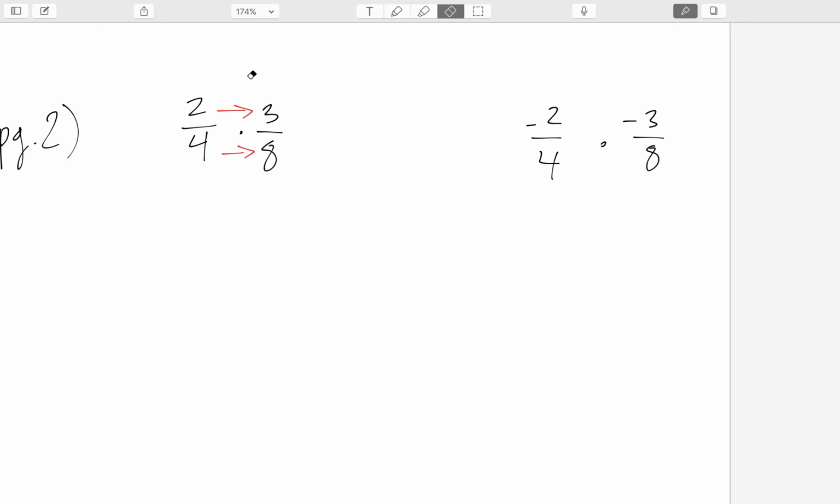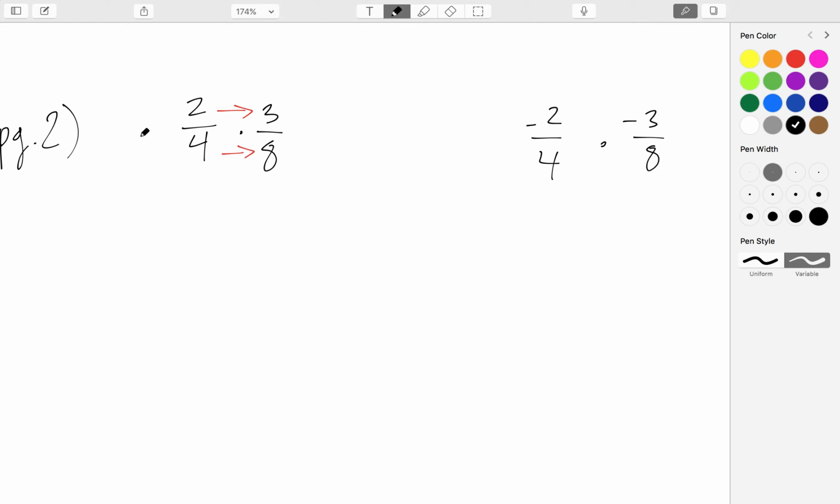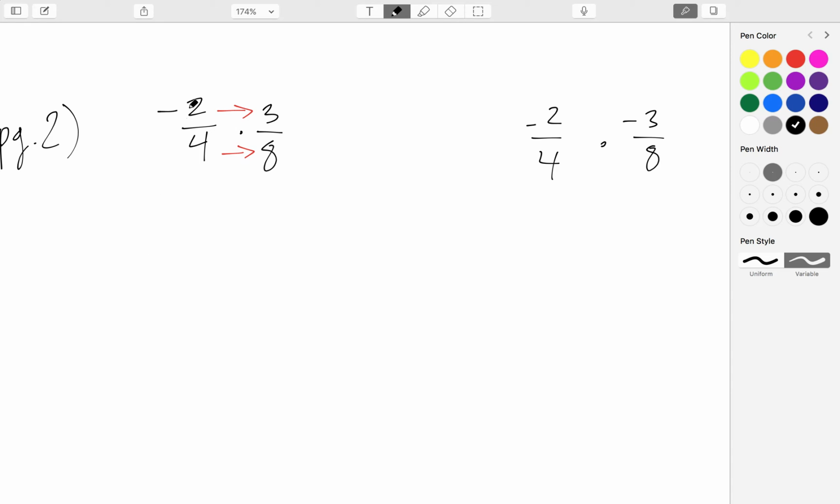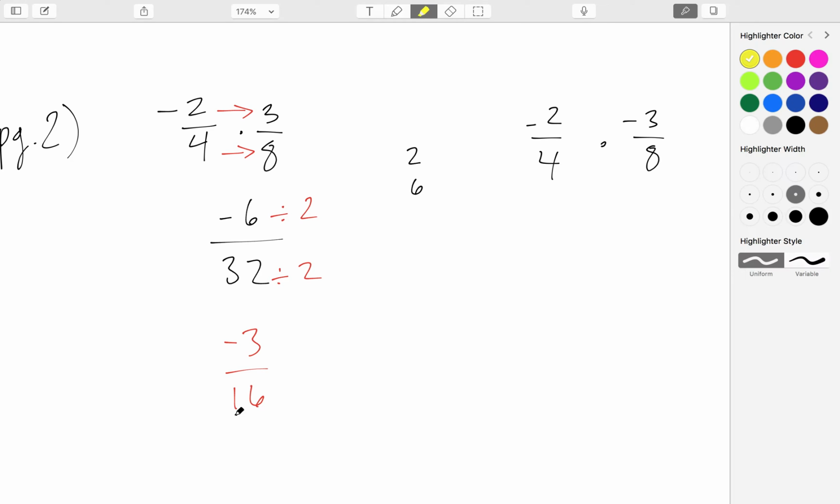you have to realize that, let's say the negative was on the outside, like this. Well, I can take this negative and assign it to either the top or bottom. So I'm going to put it on the top. So negative 2 times 3 is negative 6. 4 times 8, 32. Notice that it ends in the 2 and 6, which is our even numbers. So if we don't know what to put in there, we can always divide by 2 when we see even numbers. This goes in negative 3 times. This one here goes in 16 times. Anything that goes into both? Nope. So negative 3 over 16 is our answer for that one.